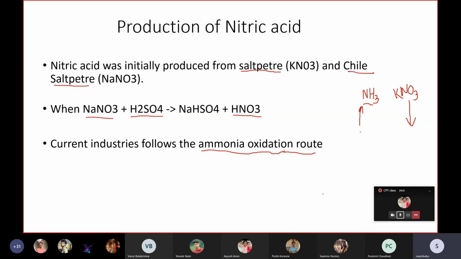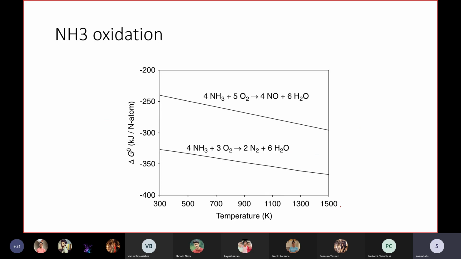Sorry, students. So the current industries follow this ammonia oxidation route. Let us see what this ammonia oxidation route is and what things we need to take care of. Ammonia reacts with oxygen and produces nitric oxide, NO, and 6H2O. In the ammonia oxidation, ammonia reacts with oxygen and produces NO and water.